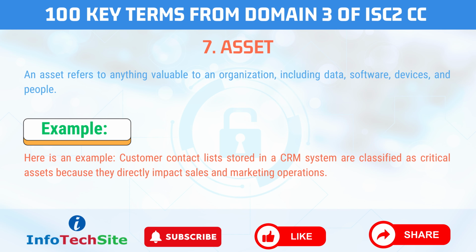7. Asset. An asset refers to anything valuable to an organization, including data, software, devices, and people. Here is an example. Customer contact lists stored in a CRM system are classified as critical assets because they directly impact sales and marketing operations.